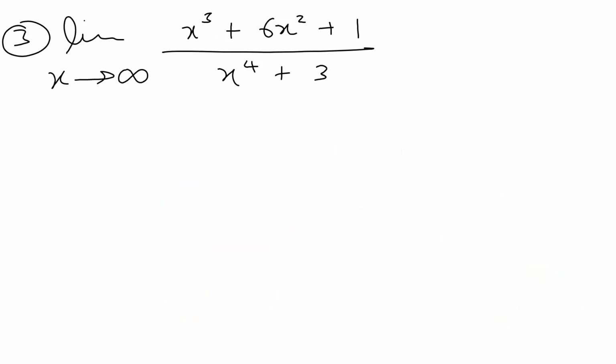Okay, question number 3. Limit x approaching infinity, x cube plus 6x square plus 1 over x raised to 4 plus 3. Now understand my question over here. Now this is an infinity problem. So what is the maximum power of x? Look in the numerator as well as denominator, not only numerator. So the maximum power of x is 4. So divide throughout by x raised to 4.